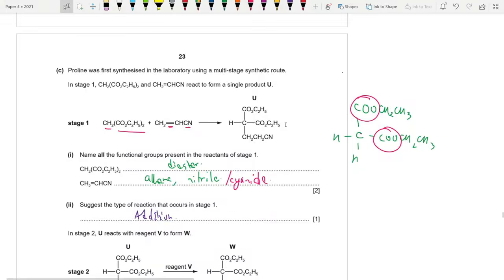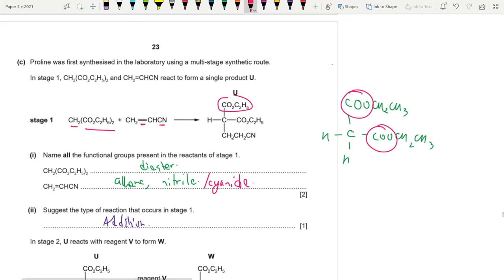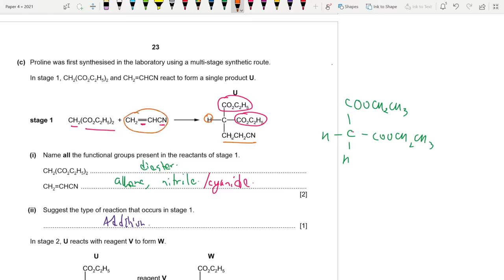So what's happening here? Check this out. This section remained unchanged. This section remained unchanged. So what changed actually? The hydrogen remained unchanged. This part changed, right? What happened was, from 2 reagents we got 1 product, right? So basically it was an addition reaction. That's it. It was an addition reaction.